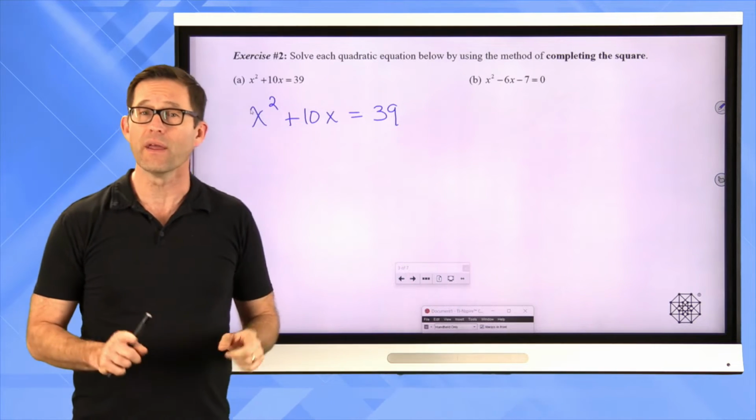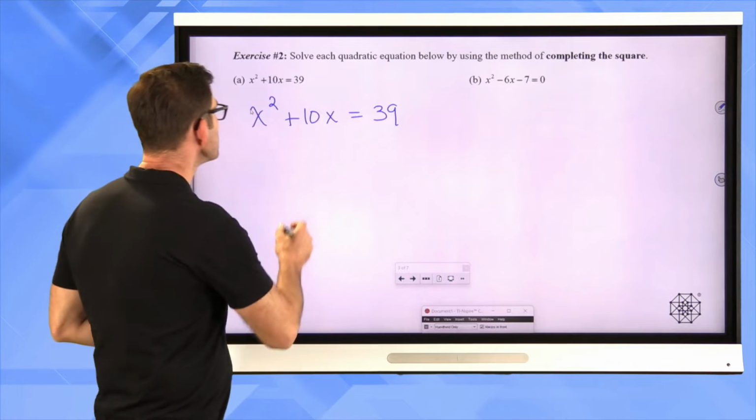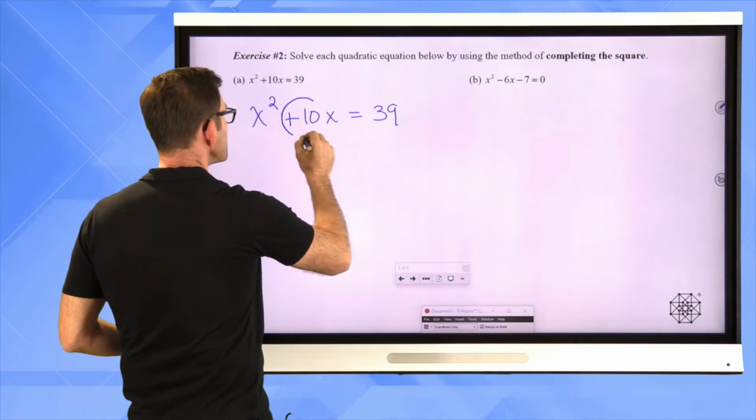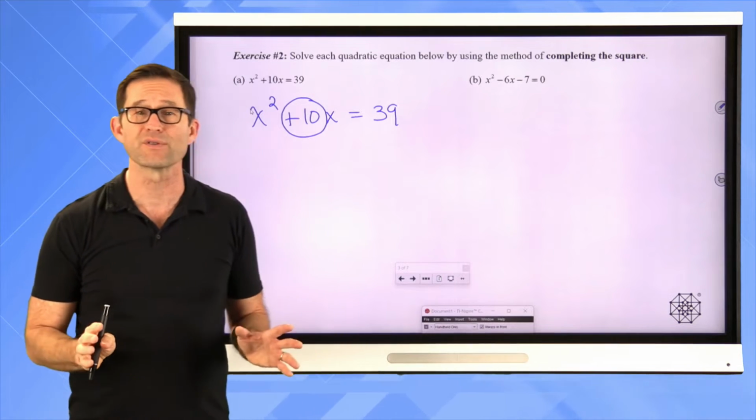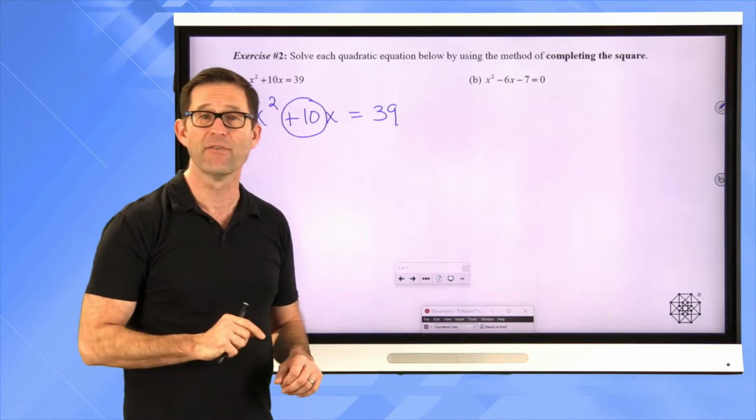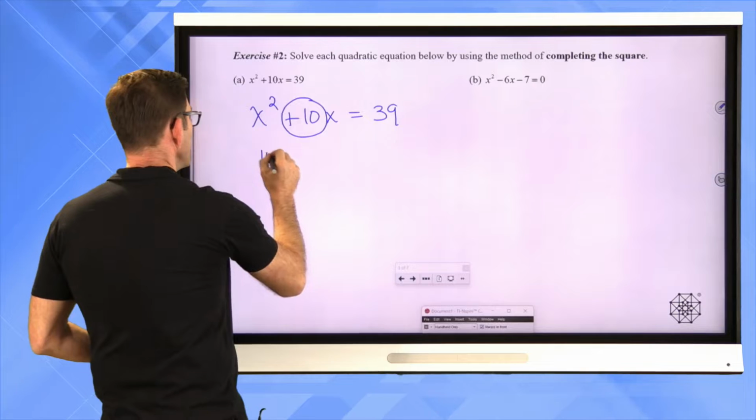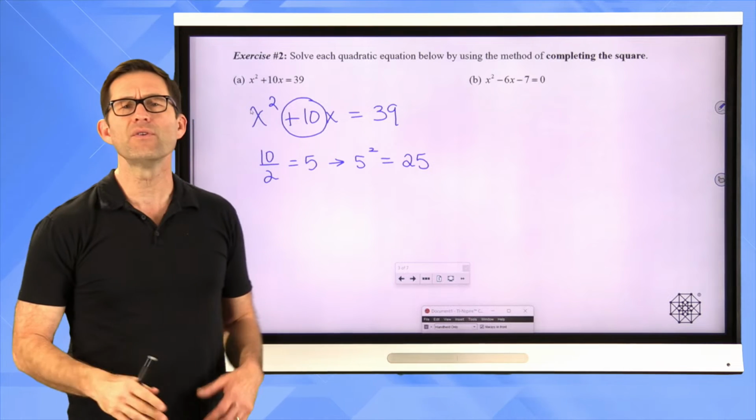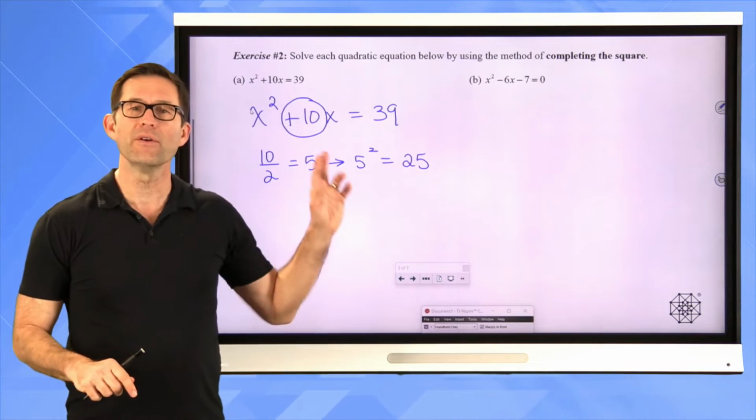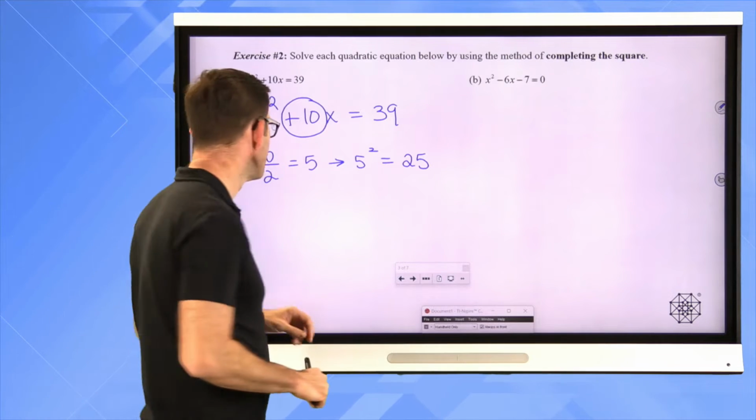Now, what we do, if we've got that situation, is that we take a look at the term that's multiplying x, or the constant that's multiplying x to the first. We take that and we find half of it, right? So we do 10 divided by 2, which is 5. And then we take the 5 and we square it and we get 25. Now what do we do with that number 25? Well, what we're going to do is add it to both sides of this equation.